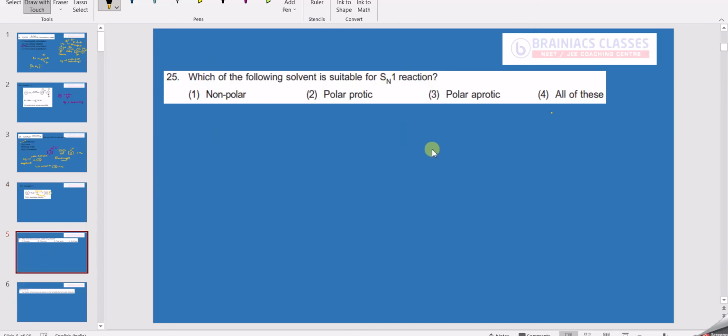Now go through this question and tell me the answer. Which of the following solvents is suitable for SN1 reaction? I have taught in the last class. Can anybody tell me? SN1 reaction is favored by which solvent? Non-polar, polar protic, polar aprotic, all of these. What is the answer? Correct answer, polar protic solvents. So a polar protic solvent is one which is capable of donating H+. Famous examples are water and methanol, CH3OH, all these are polar protic solvents.